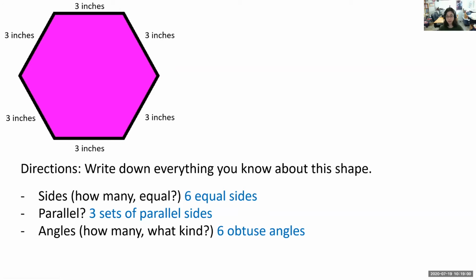Now let's talk about the type of shape and its name. So I mentioned its name a couple of slides back. Do you remember what the name of the shape is? If you said a hexagon, you are correct. And it's a 6-sided shape. Okay, let's apply our knowledge to another shape.